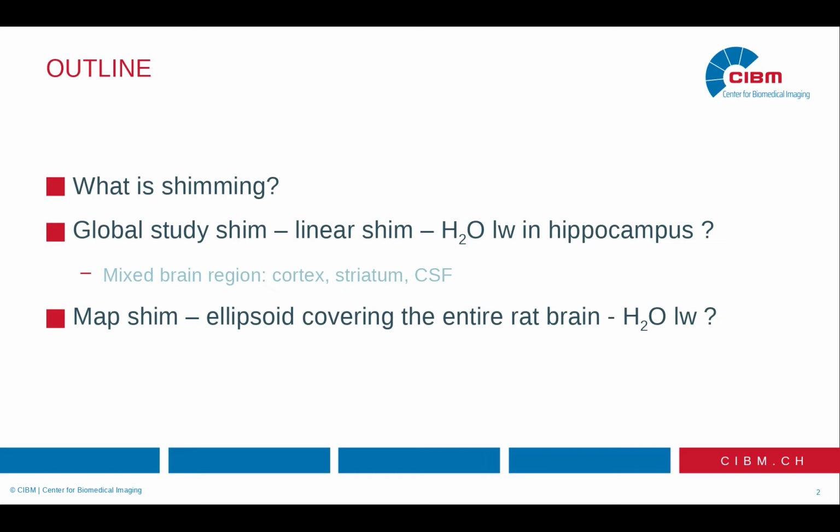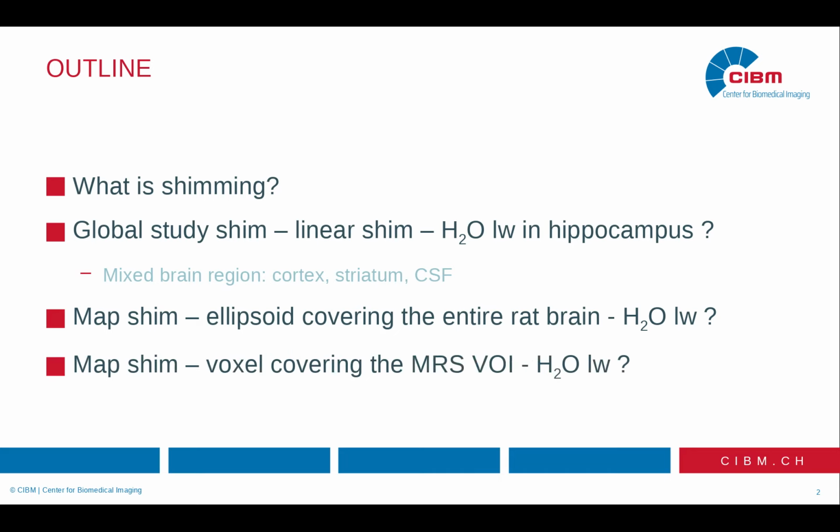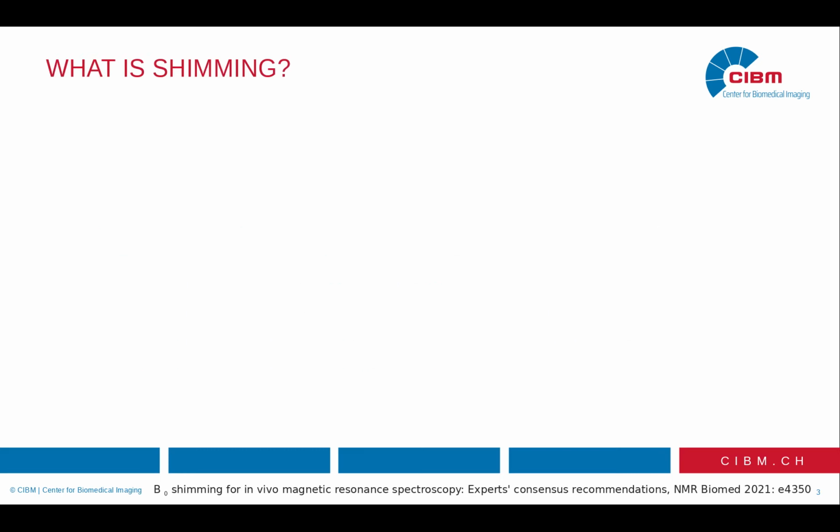Then, we will be looking at map shim, performing a map shim using an ellipsoid covering the entire brain, and again we will be evaluating the water Linewidth as a quality of our shimming. Then, using again a map shim, this time we will be performing a shim on the voxel covering the VOI MRS, in our case the hippocampus, and again evaluating the quality of the shim looking at the water Linewidth.